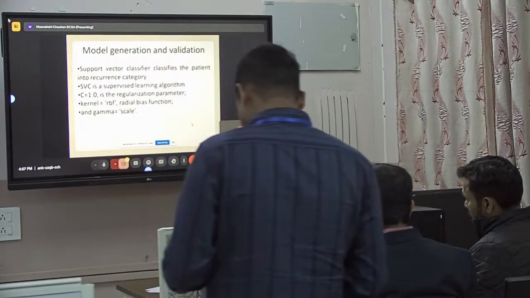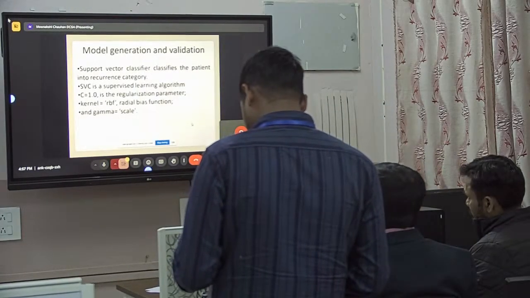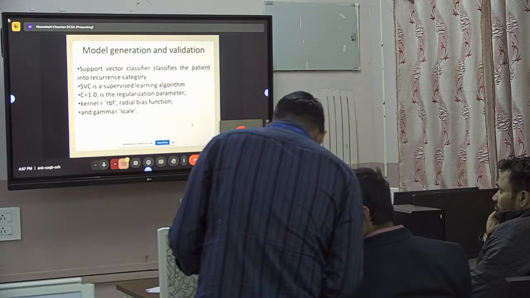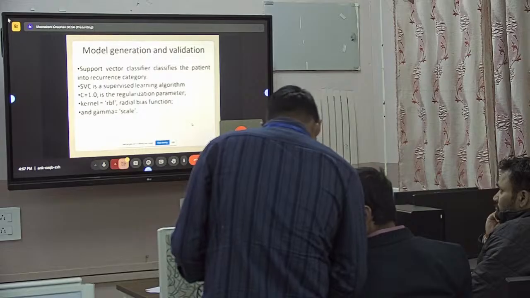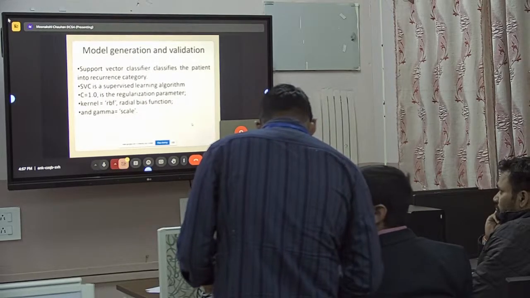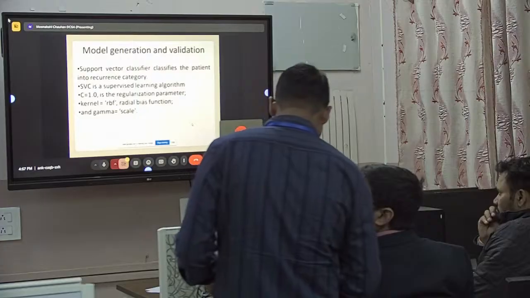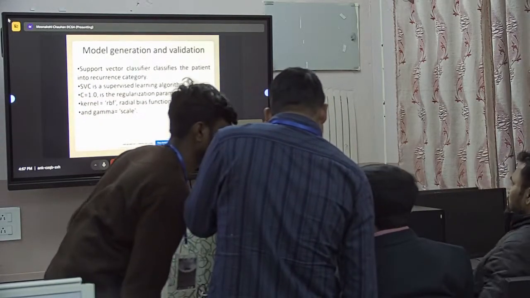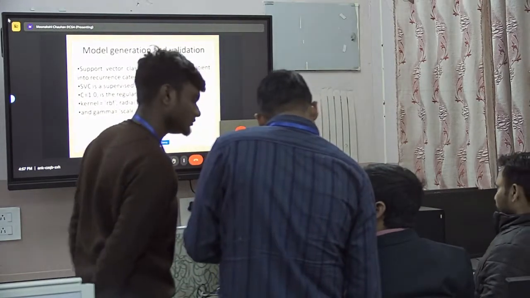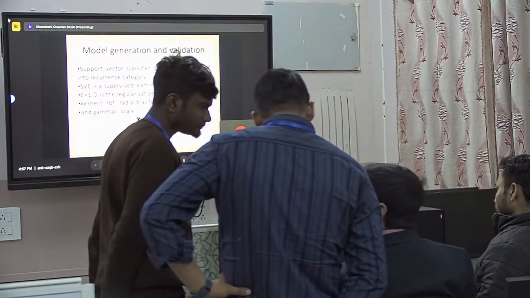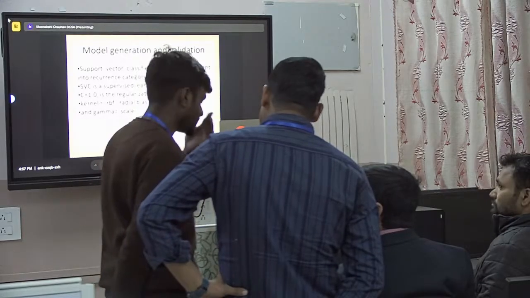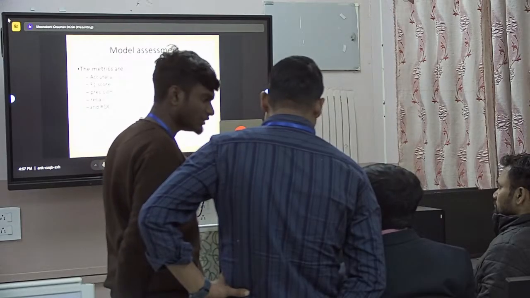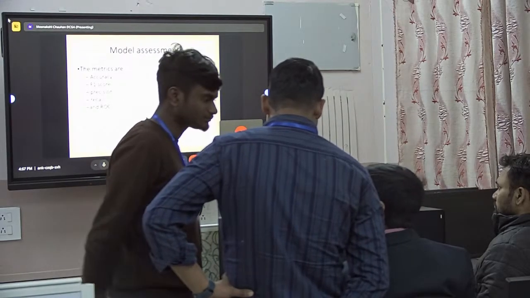Then the model is generated with the SVC classifier. SVC is a supervised learning algorithm, and it has a regularization parameter C, which helps in selecting whether we want a better margin or better generalization. It also provides several kernels. We use RBF here so that we can have non-linear decision boundaries, and the gamma parameter is set to scale. The model is assessed with these metrics: accuracy, F1 score, precision, recall, and ROC.